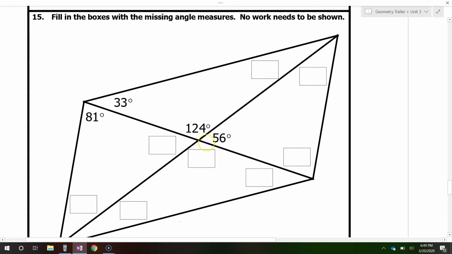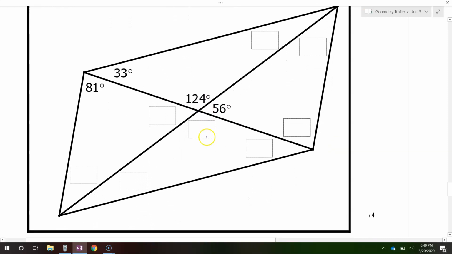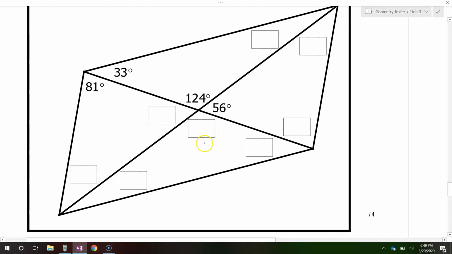Now we're filling in the boxes. No work needs to be shown. Here's some stuff, let's play around with it. Vertical angles are congruent. I see the 124 on this side, so I'm going to have a 124 right here because these are vertical angles. I have another pair of vertical angles right here. If this is 56, then this will be 56 right here. That is feeling pretty good so far.